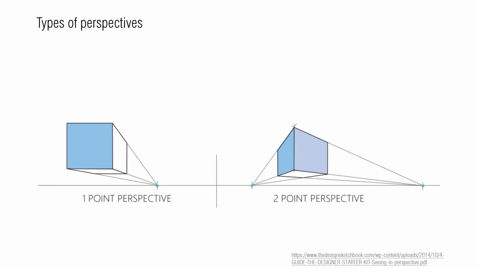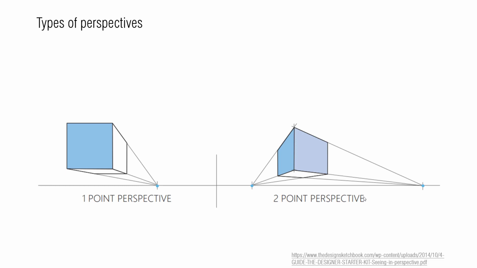There are two main types, one-point perspective and two-point perspective. On the left, it's a one-point perspective. The parallel lines in a one-point perspective converge to a single point on the horizon. This is called the vanishing point, this point here. And this line here is called the horizon line.